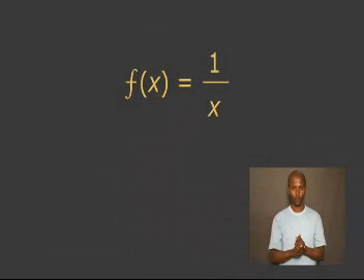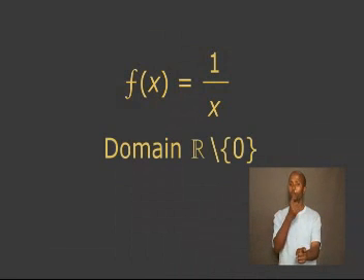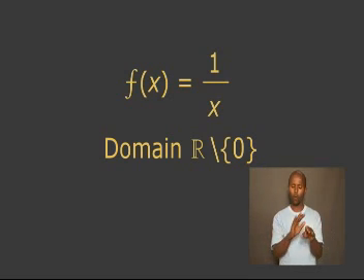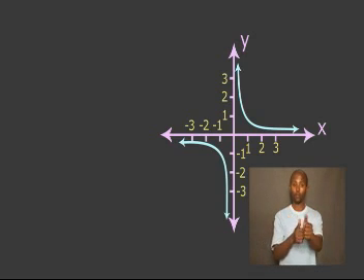Now, let us shift our focus to the function f of x equals 1 over x. What is the domain of this function? That is correct. It is the set of all real numbers except 0. Here is the graph of the function. Based on this information, we can make the following observations.